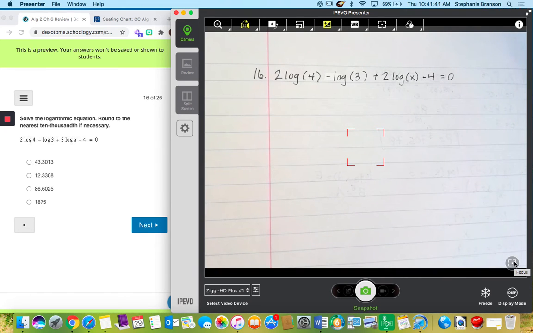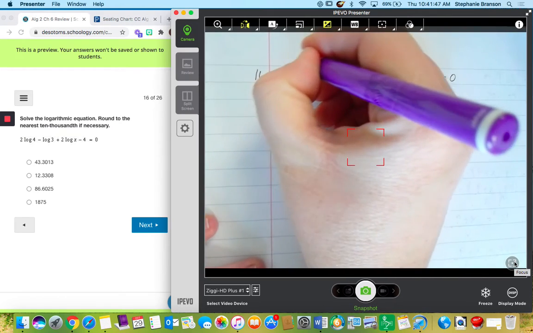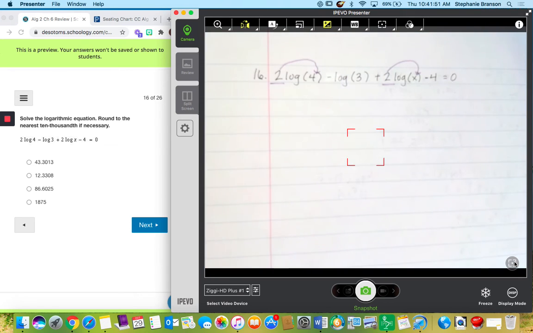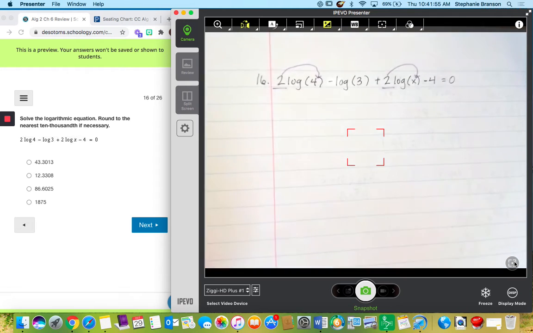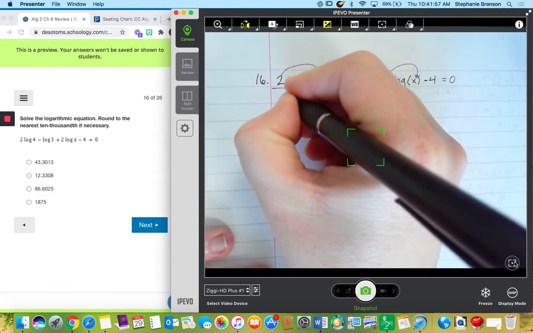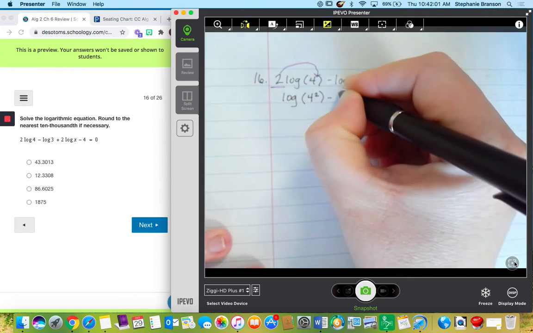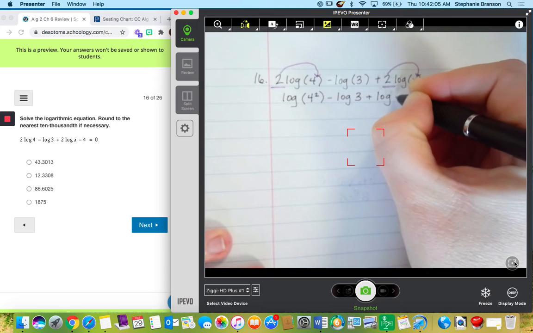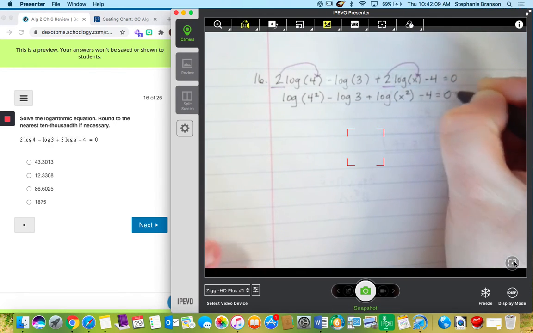Alright, this is where you can't forget that if you've got a number in front, you have to move it to the exponent. Number in front tells me that I move it to the exponent. So I've got log of 4 to the second power minus log of 3 plus log of x minus 4 squared is equal to 0.